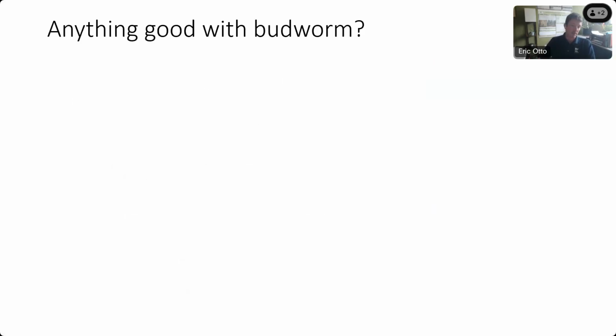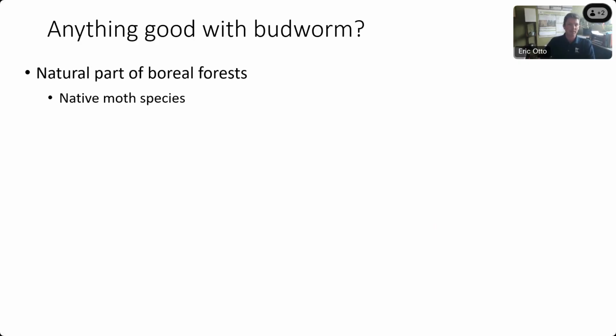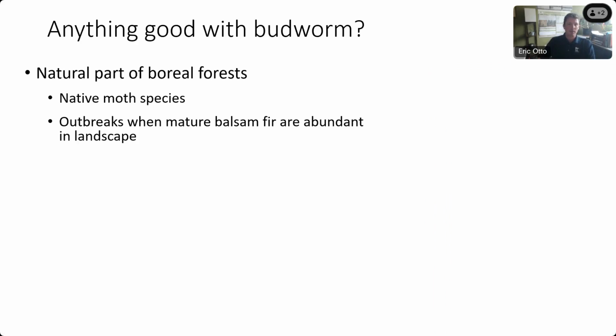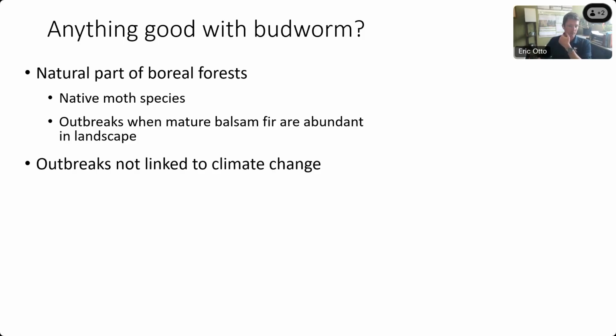All right, so you might be asking, it's a native insect. Is there anything good with budworm? As I mentioned, it's a native caterpillar moth species. You're only going to have outbreaks when you have mature balsam fir, when that's abundant in the landscape. There doesn't appear to be any link as of yet if climate change is exacerbating these outbreaks. There's actually been shown that warmer falls and winters, when those larvae are overwintering, can be detrimental. It makes them speed up their metabolism, and then they'll starve to death if there is a warm fall or winter.